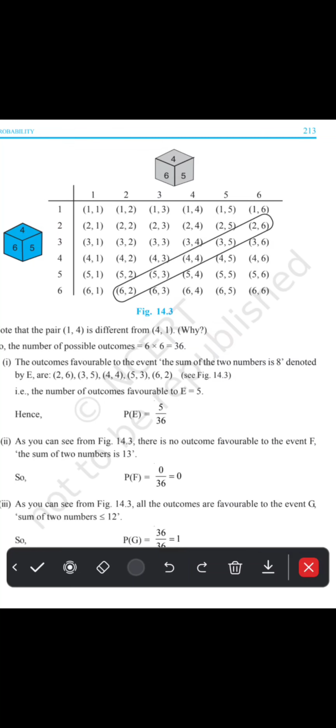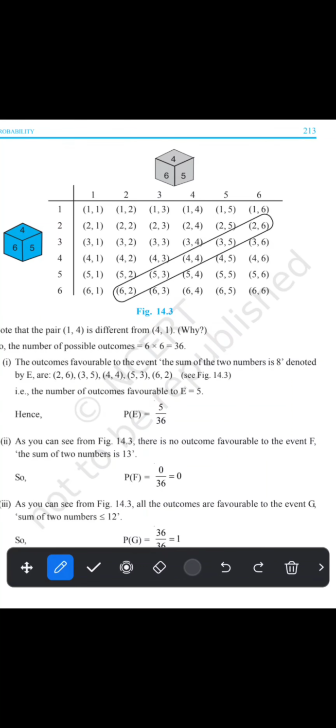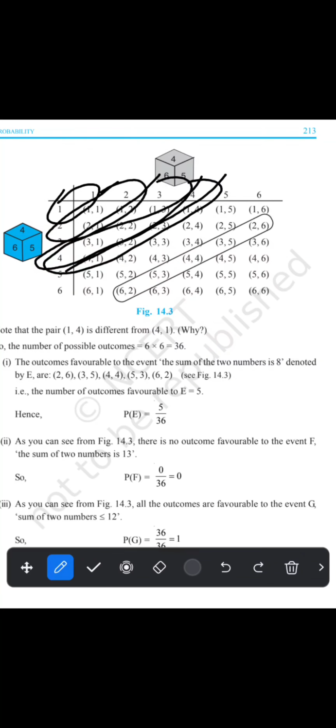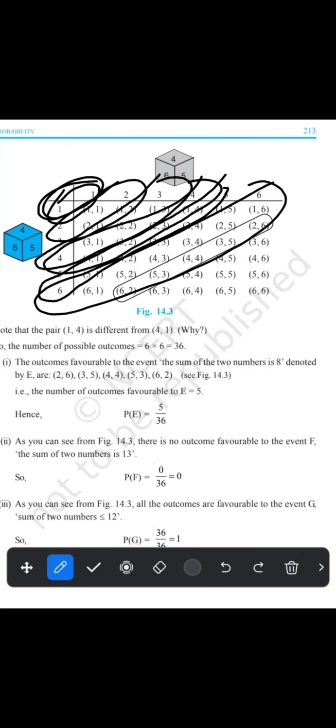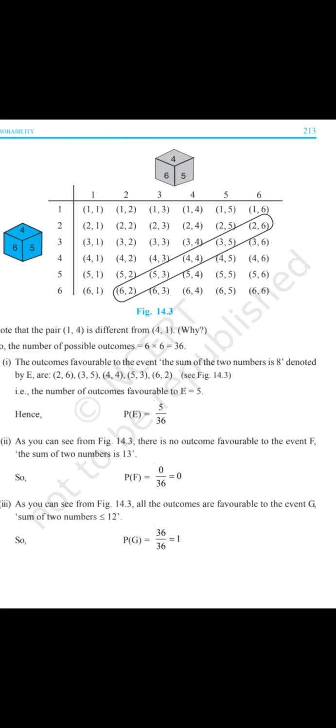Wait, how is the number of possible outcomes 36? I thought that it would be 12. No, Hurya, no. See, for dice 1 and for dice 2, conditions 1, 2, 3, 4, 5, 6. So 6 sixes are 36, because we are rolling two dice together, not one.